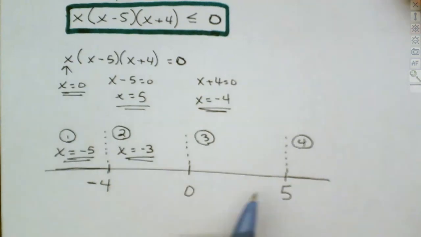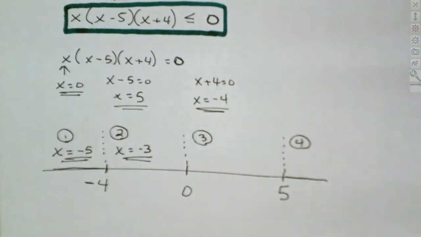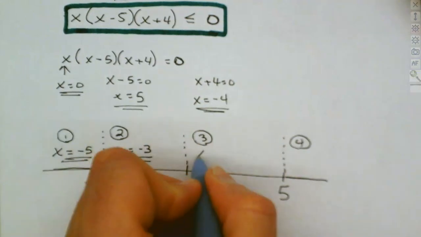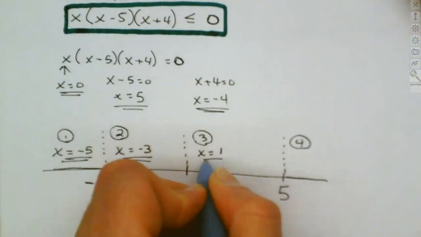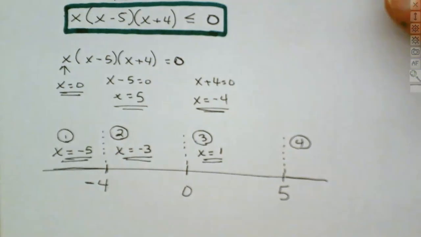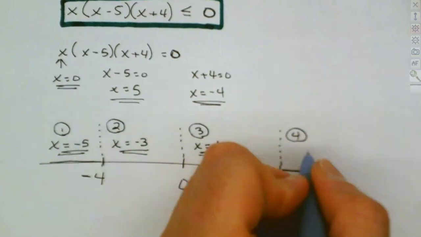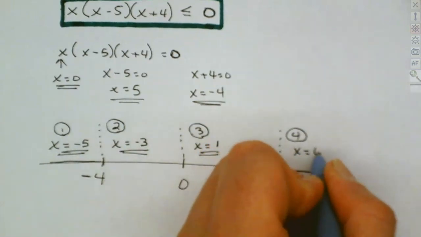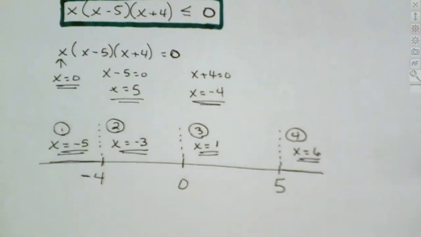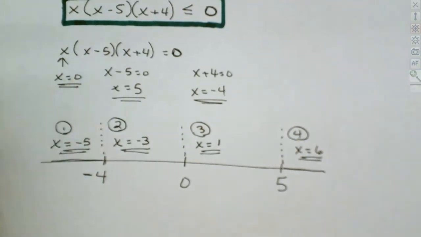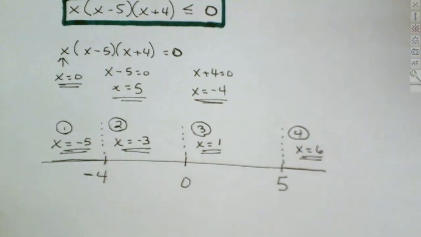What about 0 and 5? We need a number between 0 and 5. Any number will work. So how about 1? 1's in between them, right? And what about the fourth region? We need a number bigger than 5. So how about 6? Now we take each number and we check it back in the original and we see if it's true or if it's false.